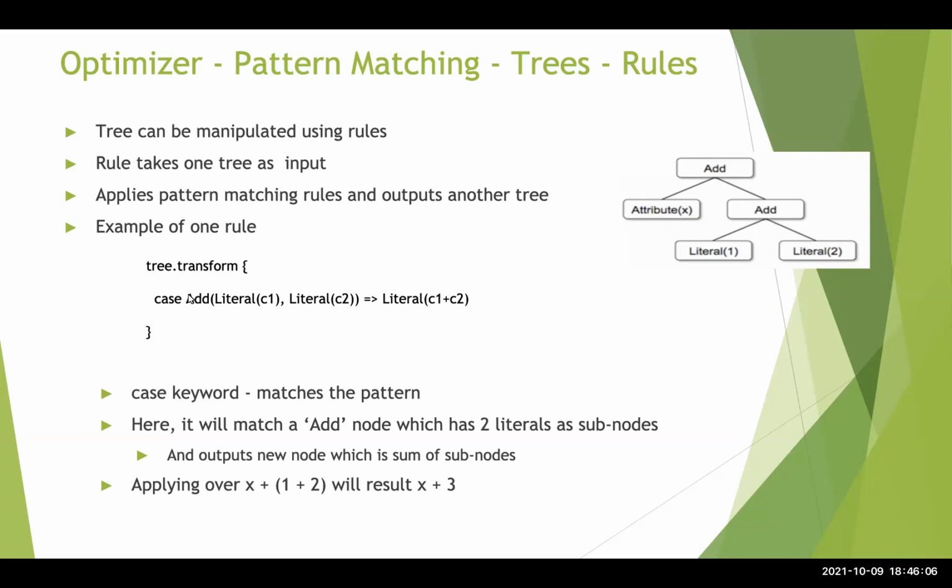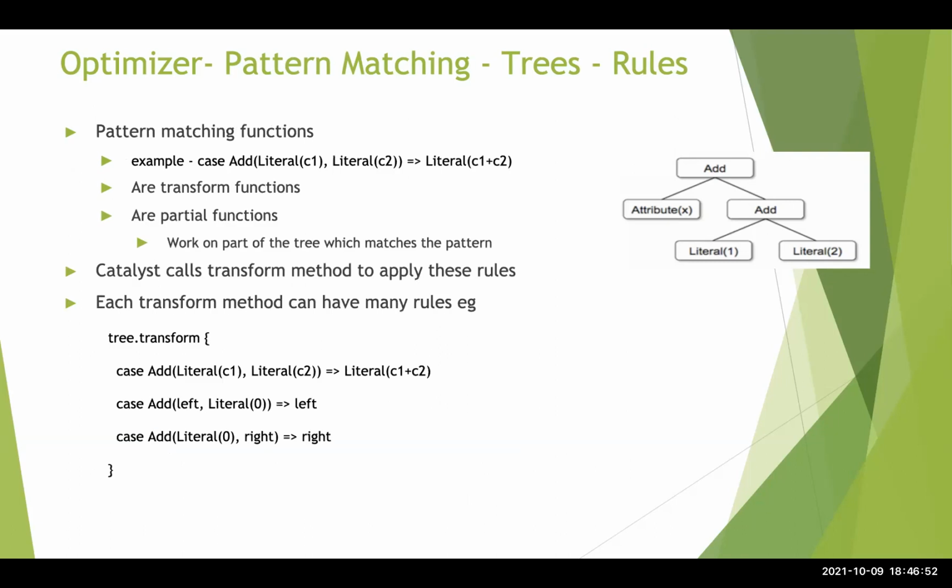So here it finds this pattern, and this pattern is basically an add node which is summing up two constants, two literals. So instead of having a 3-node tree, you can have only a 1-node tree and replace everything with 1 node which is a literal, the sum of these two constants. So the case keyword matches the pattern. Here it will match an add node which has two literals as subnodes, and outputs a new node which is the sum of the subnodes. So now if you see x plus 1 plus 2, the example we discussed, it will result in x plus 3. These two nodes will go away and get converted into one constant, which is 3.